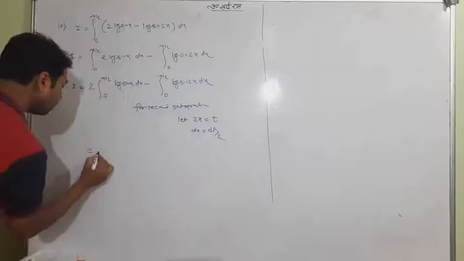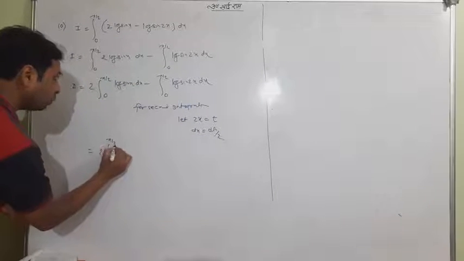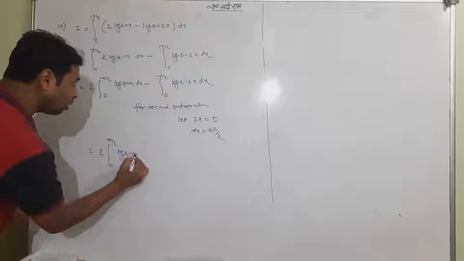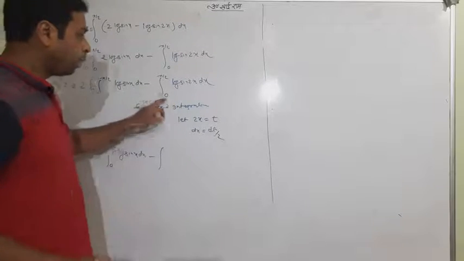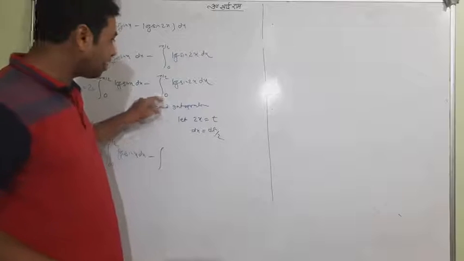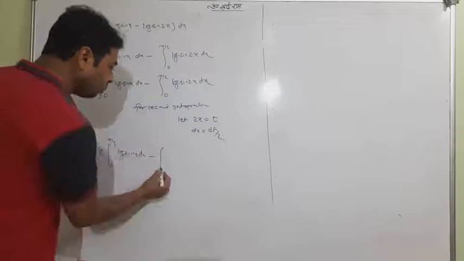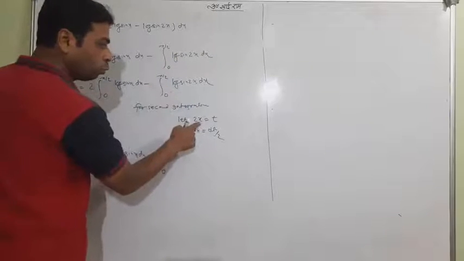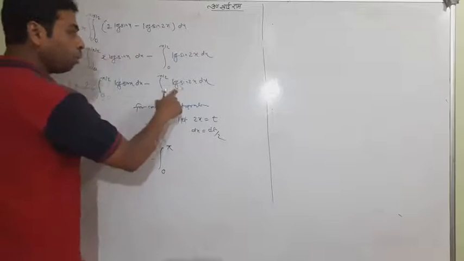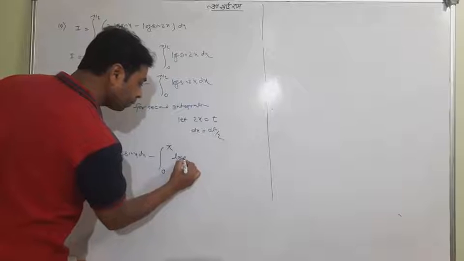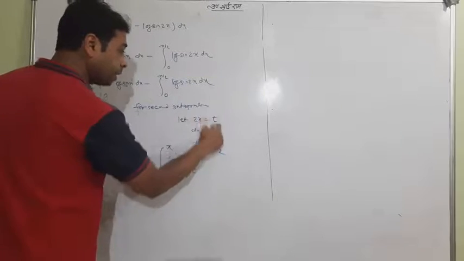I am not worrying about this section because this is well known for us. I don't want to put the value right now; later on it will be done. So what about the limit? I didn't change it. Can you tell me directly? When x equals 0, t will be 0. When x equals pi by 2, 2 pi by 2 means pi. So it goes from 0 to pi of log sin t, and dx will be dt by 2.